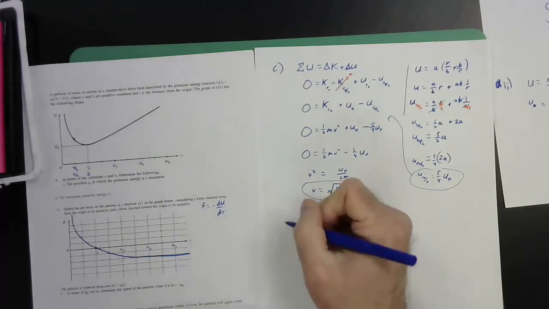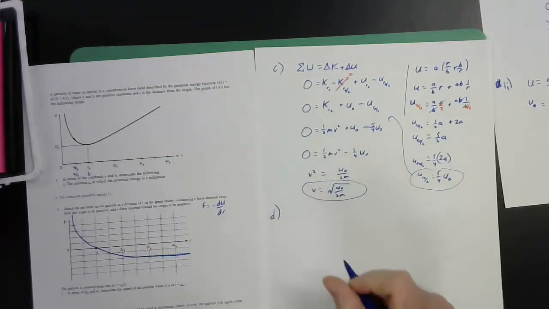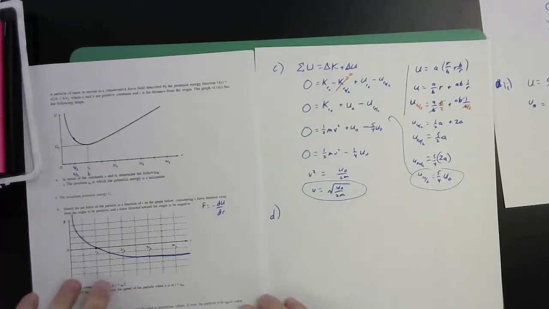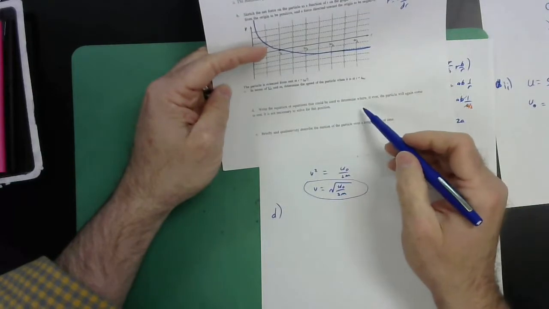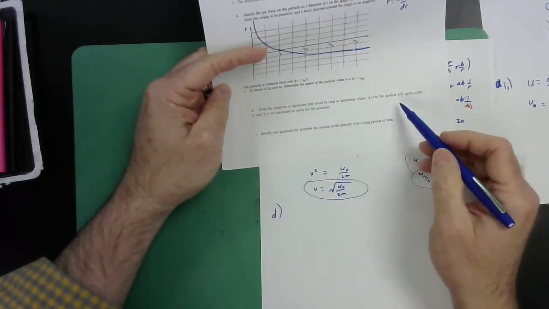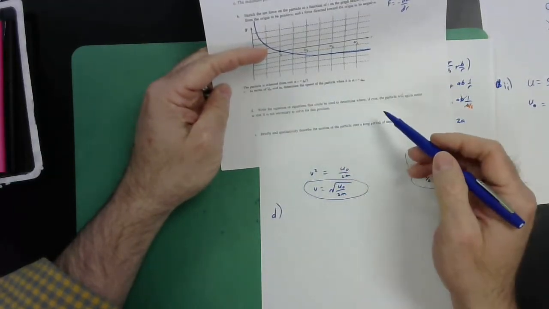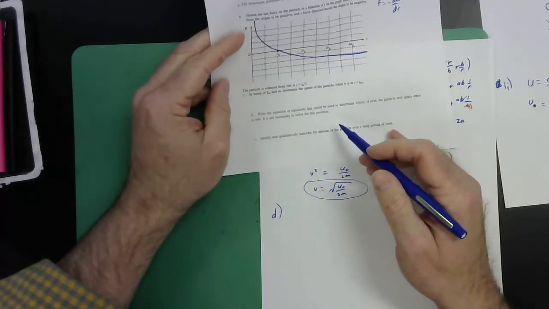Part D. I'm also not wild about how they wrote part D. Part D says, write the equation or equations that can be used to determine where, if ever, the particle will again come to rest. It's not necessary to solve for this position.